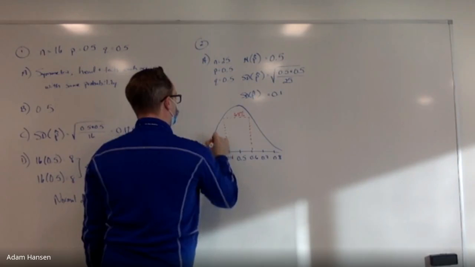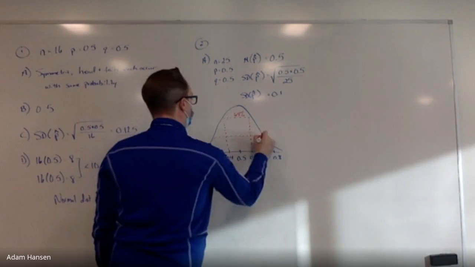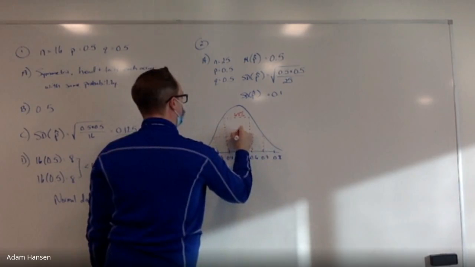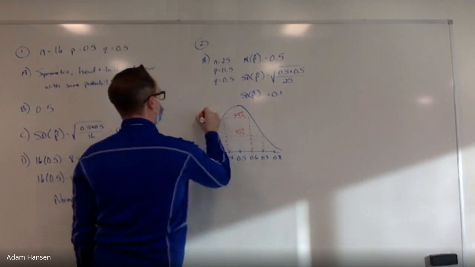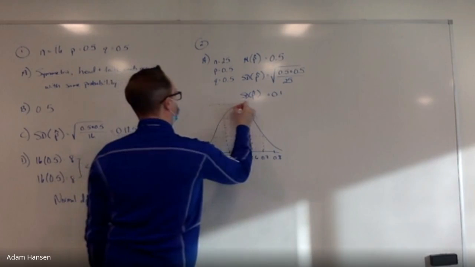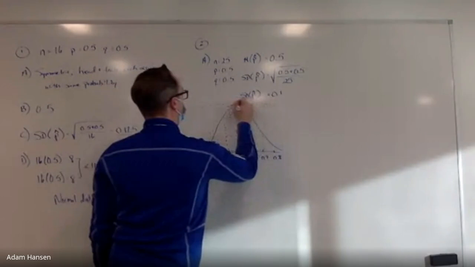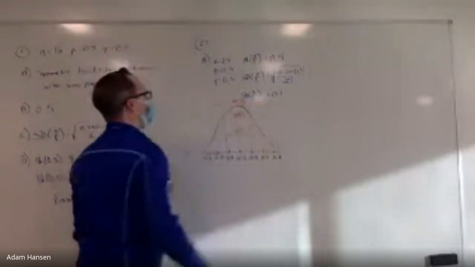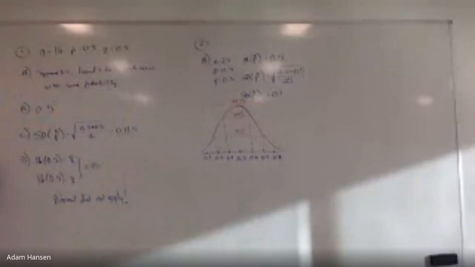68% of the distribution is within 1 standard deviation. 95% is within 2 standard deviations. 99.7% is within 3 standard deviations. Looking at that graph, you can see that it would be pretty rare for somebody to tell me that 90% of their coin flips came up heads. It'd be pretty unlikely if somebody said only 5% of the coin flips came up heads.